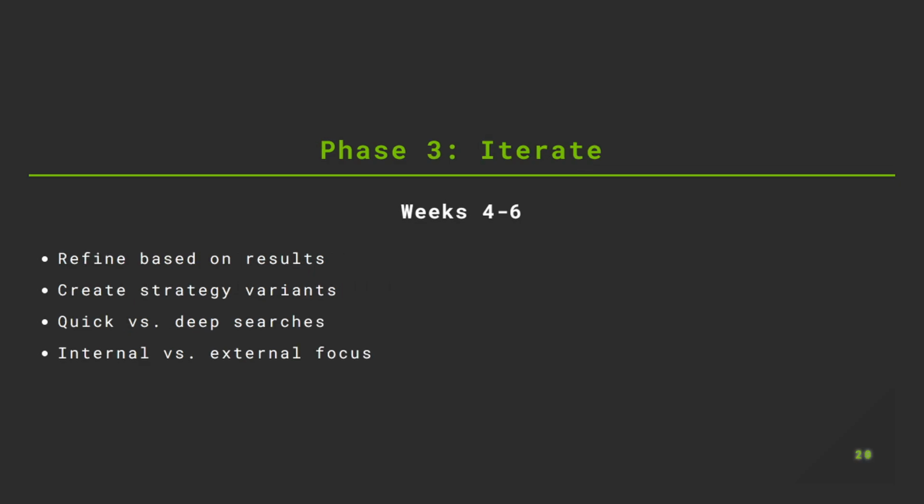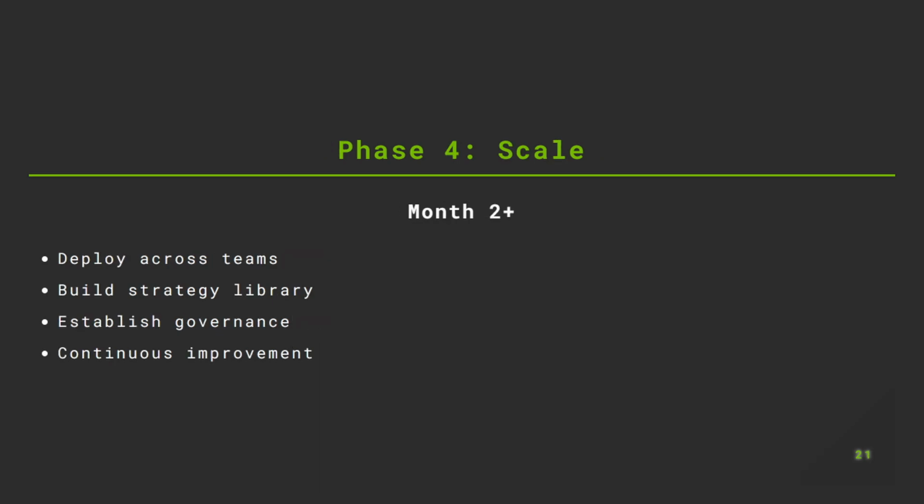Week 4 through 6, now you refine what worked, what didn't. Build variations, maybe a quick scan version and a deep dive version, an internal only search and an external research mode. Month 2 and beyond, roll it out. Team by team. Build your strategy library. Set up governance so people can't just change strategies willy-nilly.